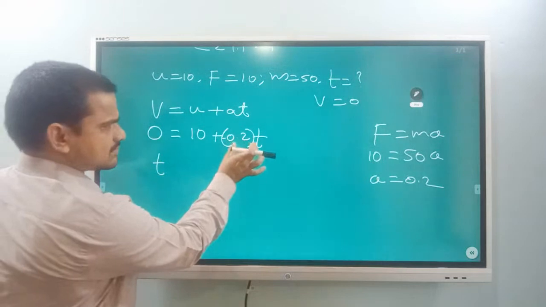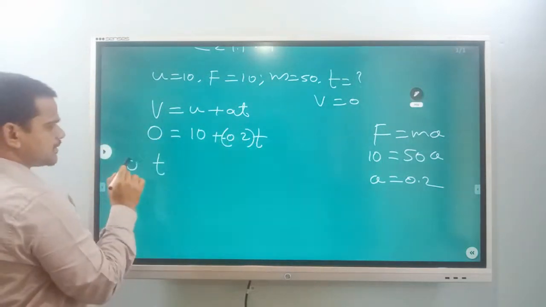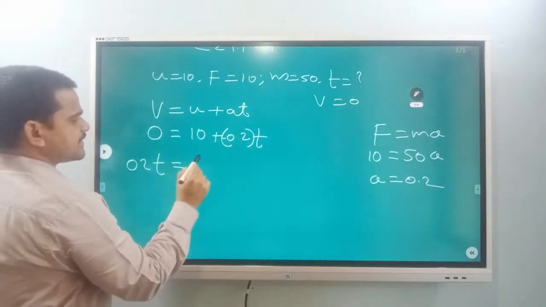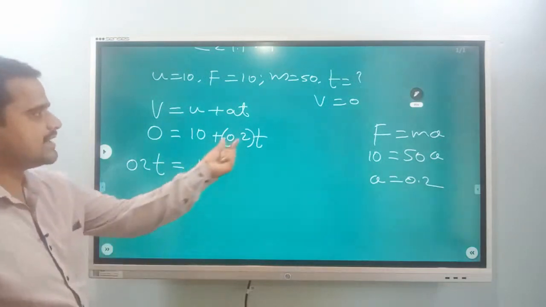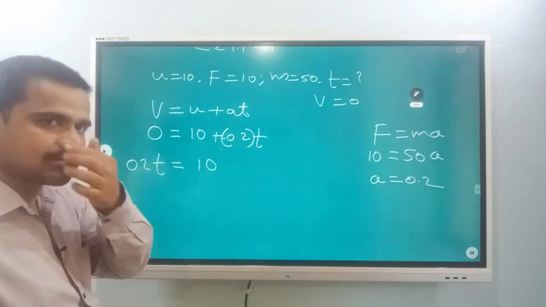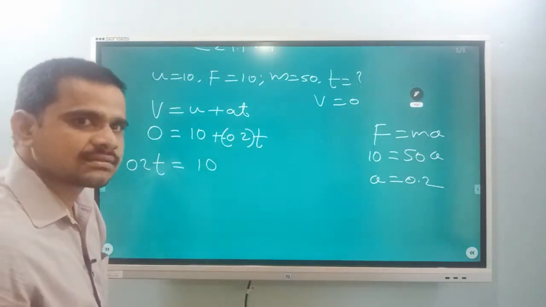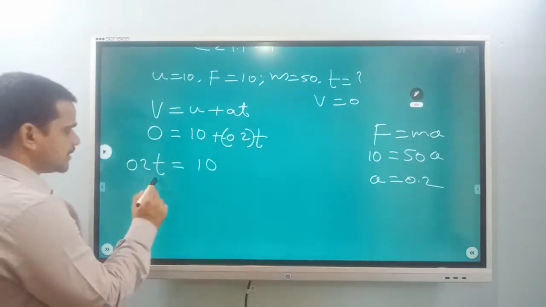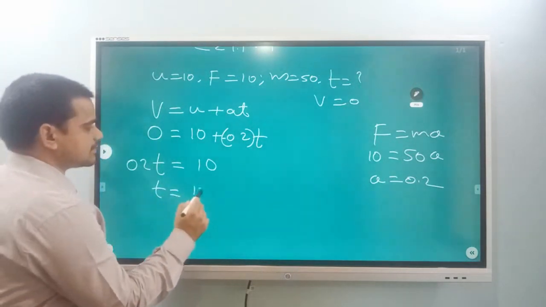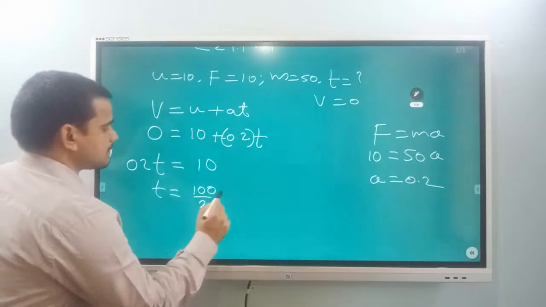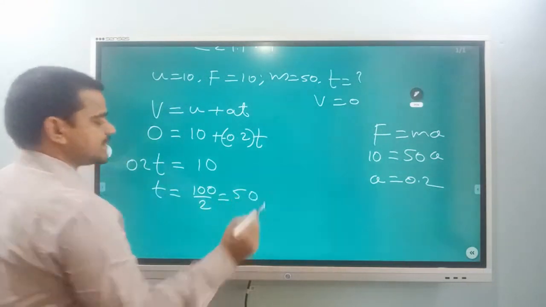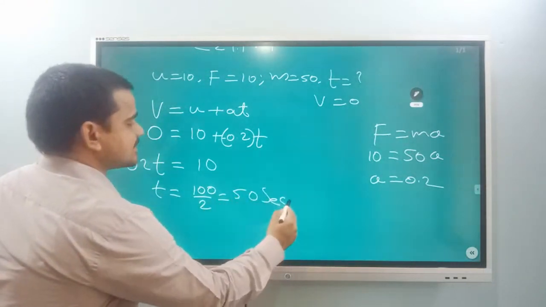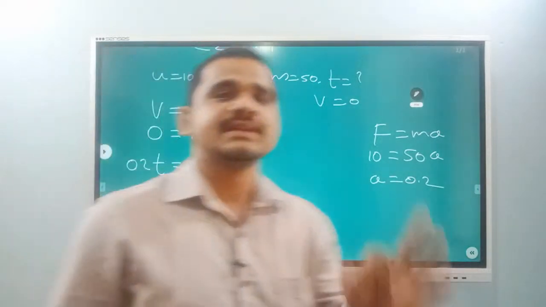Okay, bring this one. Left side 0.2 T is equal to 10. Correct? Minus 0.2 T comes to the left side here. Fine. Now if you take this, T is equal to how much do you get? 100 by 2 is equal to 50. It means it will take 50 seconds here.